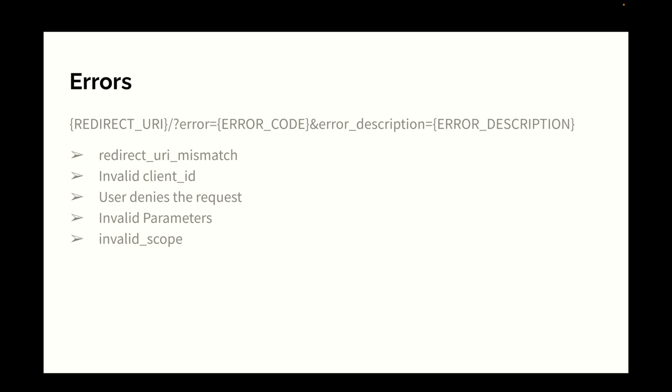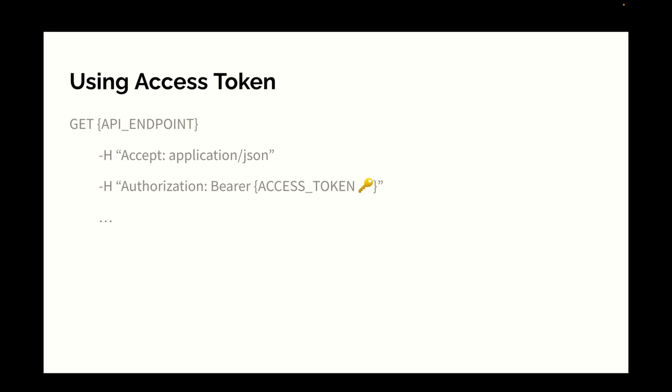Following are a few sample errors. Redirect URI mismatch when you provide an invalid URI, invalid client ID when the client ID does not match, user denies the request if the user does not approve the consent screen, invalid parameters when some of the parameters are invalid, and invalid scope when the scope which you are requesting is not registered while registering the application. Now let's see how to use the access token.